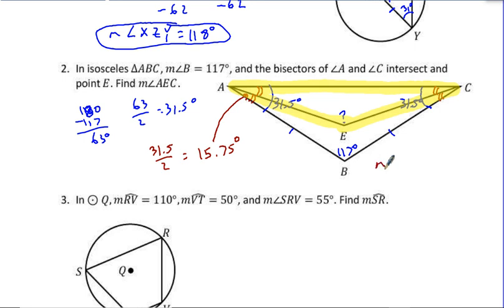So the measure of angle AEC plus 31.5 degrees equals 180, again using the triangle sum theorem. So we subtract 31.5 degrees from both sides of the equation, and you find that the measure of angle AEC equals 148.5 degrees.